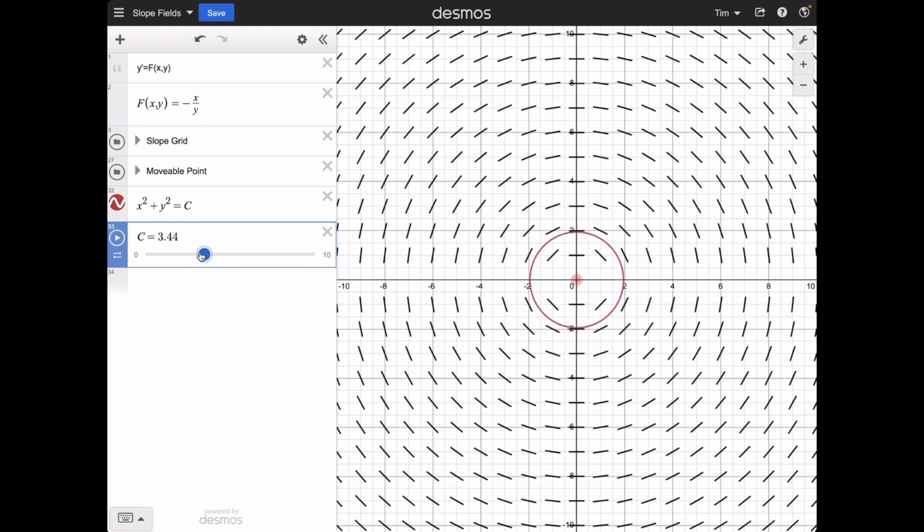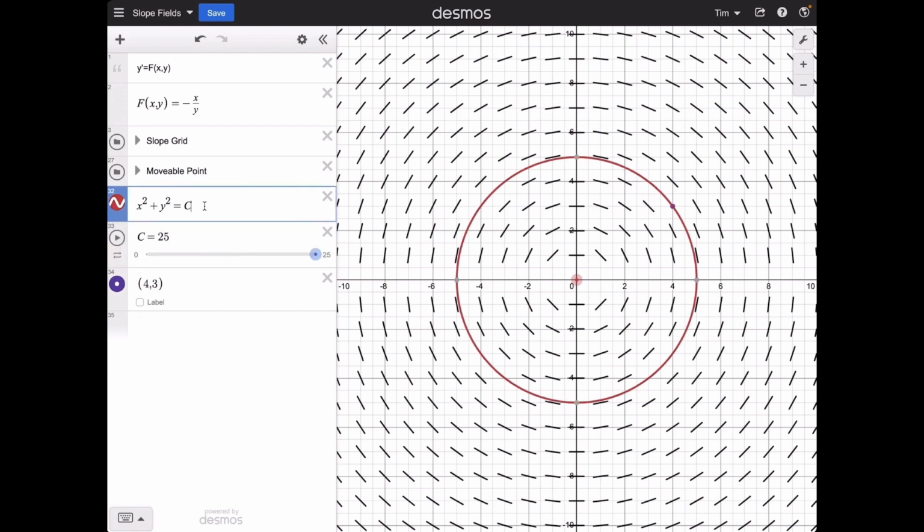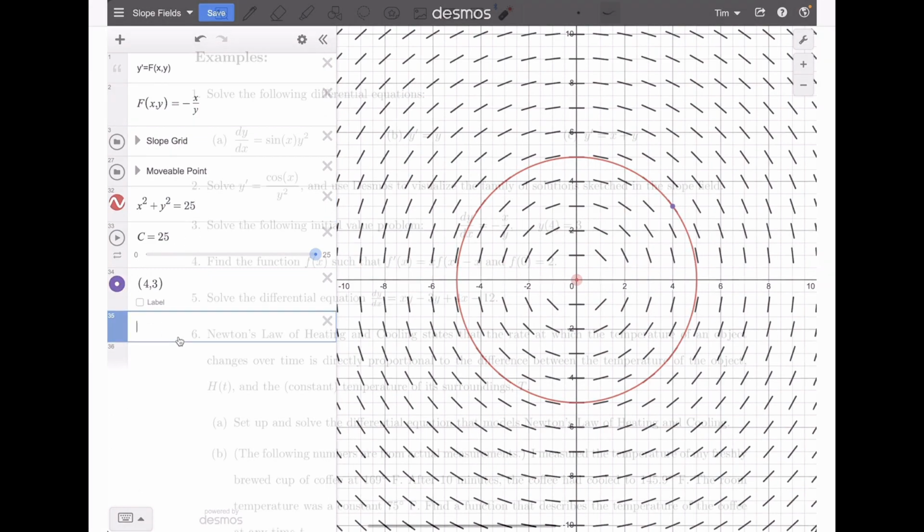These are all particular solutions. Now we want the particular solution passing through the point 4, 3. And we found that in order to get that particular solution, we need to have c equal to 25. So we have a radius here of 5, the square root of 25. And here, x squared plus y squared equals 25. There is the particular solution that satisfies the differential equation.